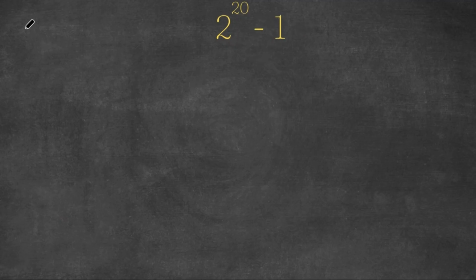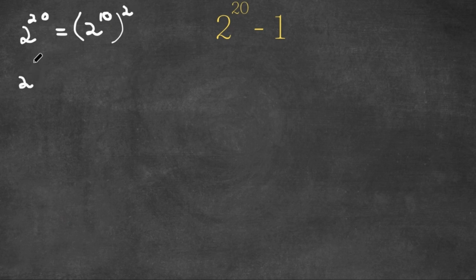In today's video, I'm going to be teaching you how to solve this exponential problem without a calculator. So we have 2 to the power of 20 minus 1. Now, 2 to the power of 20 is the same thing as 2 to the power of 10, squared. So now we have (2 to the power of 10) squared minus 1.